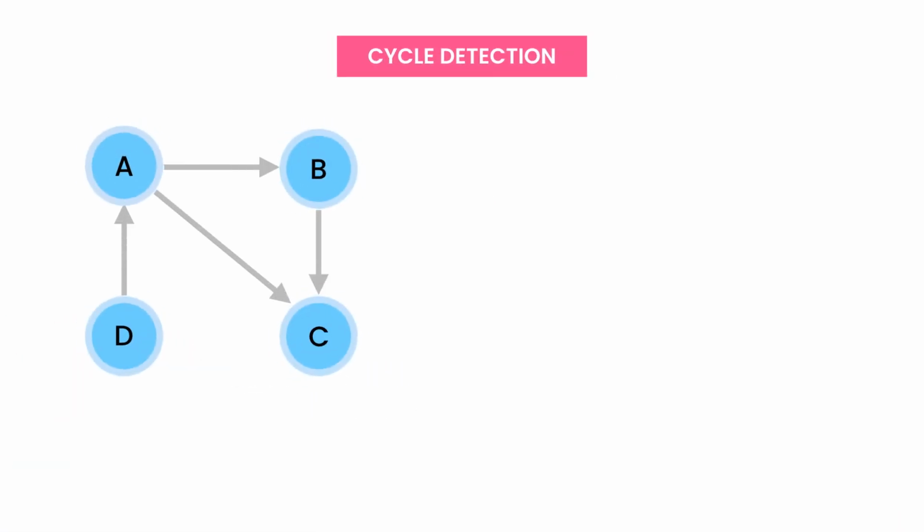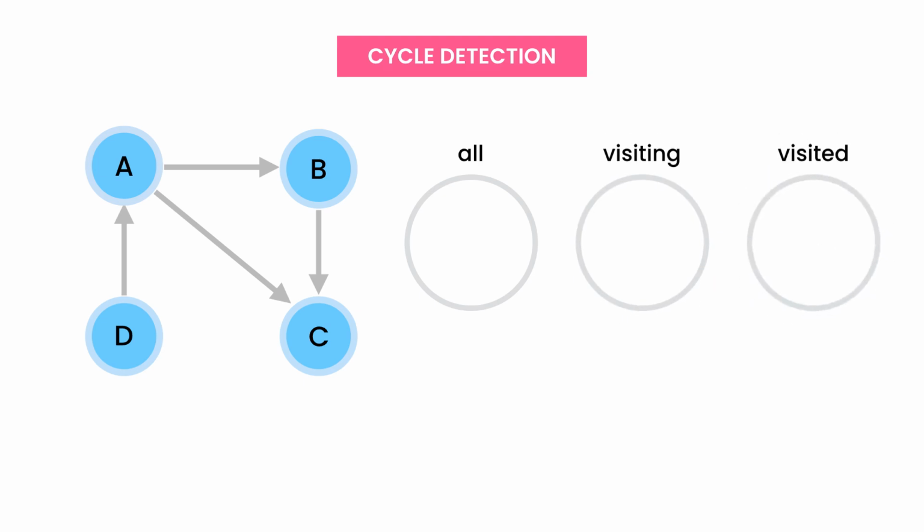Earlier I told you that our topological sorting algorithm doesn't work if our graph has a cycle. Now let's see how we can detect a cycle in a directed graph. We need to maintain 3 sets of nodes. One set to keep track of all the nodes in our graph, one to store the nodes that we're currently visiting, and another one to store the nodes we have visited.